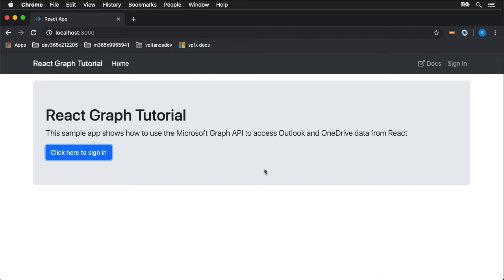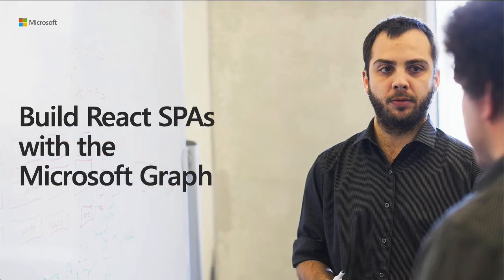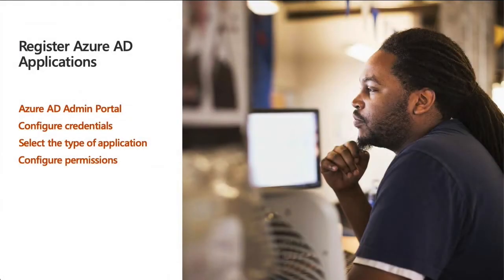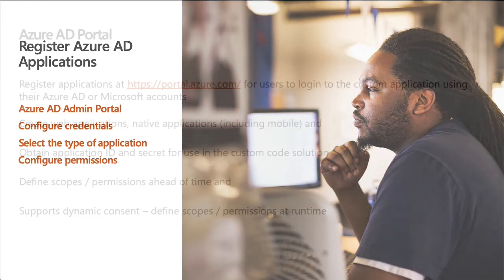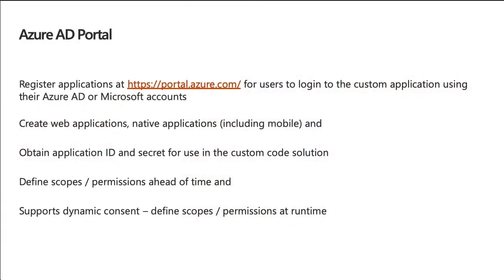In this section, we're going to continue with our building a React single page app with the Microsoft Graph, but we're going to focus on the authentication piece to it. So we're going to look at how to create and register an Azure AD application using the Azure AD admin portal, how to configure the credentials, selecting the type of the application, and optionally setting any permissions. So what you're going to want to do is use the Azure AD admin portal to configure and create your application.